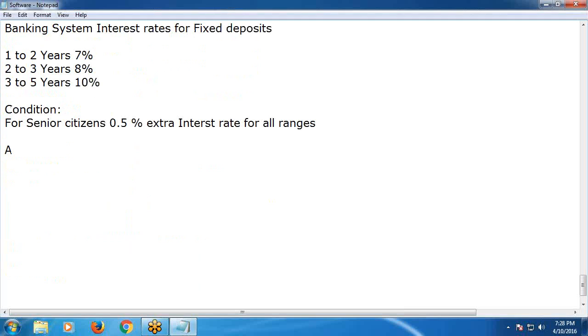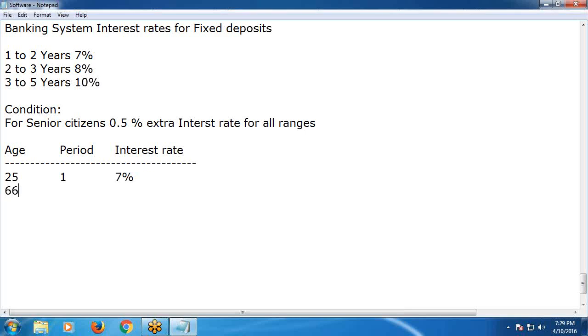Here, see, decision table: age, period, interest rate. Suppose age 25 years, period 1 year, interest rate 7%. If it is 7%, pass.